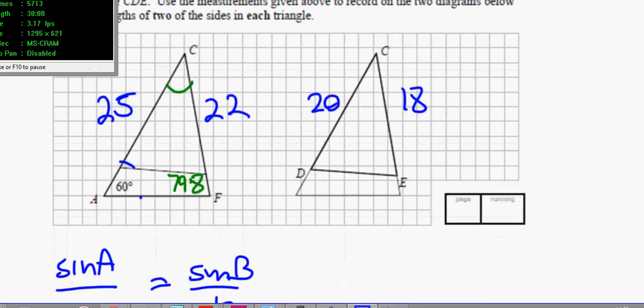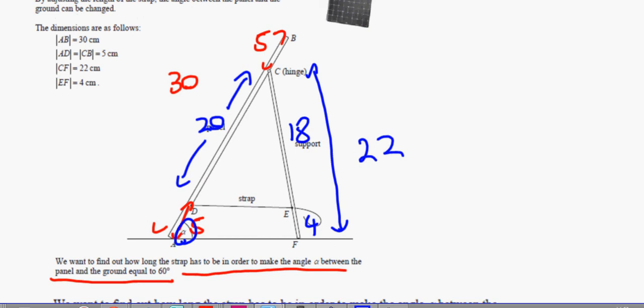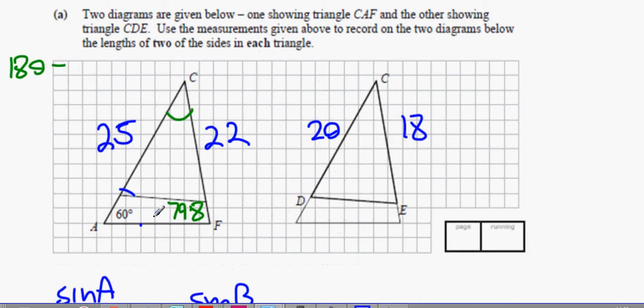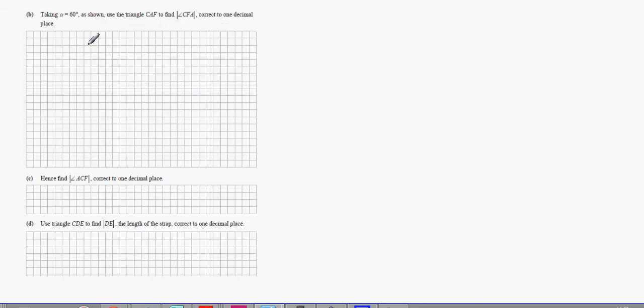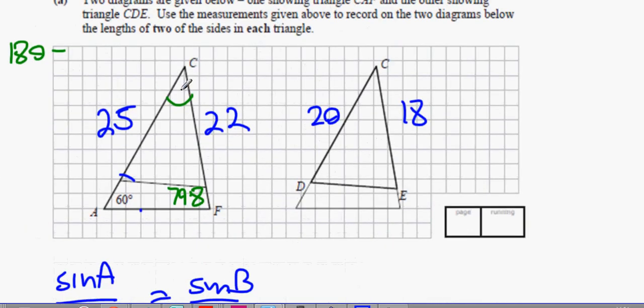Okay, so the first question was, taking alpha equal to 60, as shown, use the triangle CAF to find the angle CFA correct to 1 decimal place. CFA is this corner here, and it's 79.8. Okay, hence find the angle ACF correct to 1 decimal place. So that's what we were just on a second ago. We're now looking for ACF, which is this one here, and it equals 180 minus 60 minus 79.8.